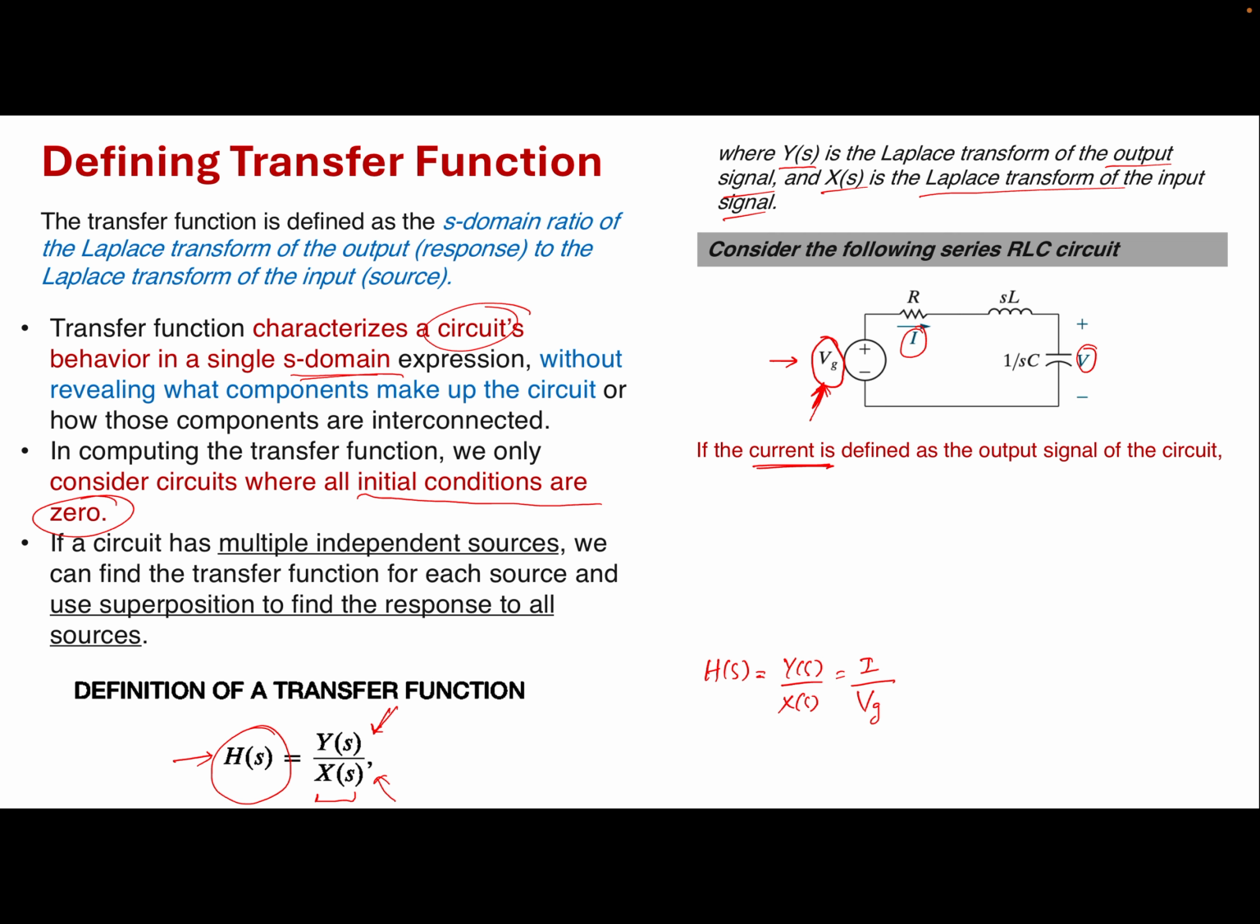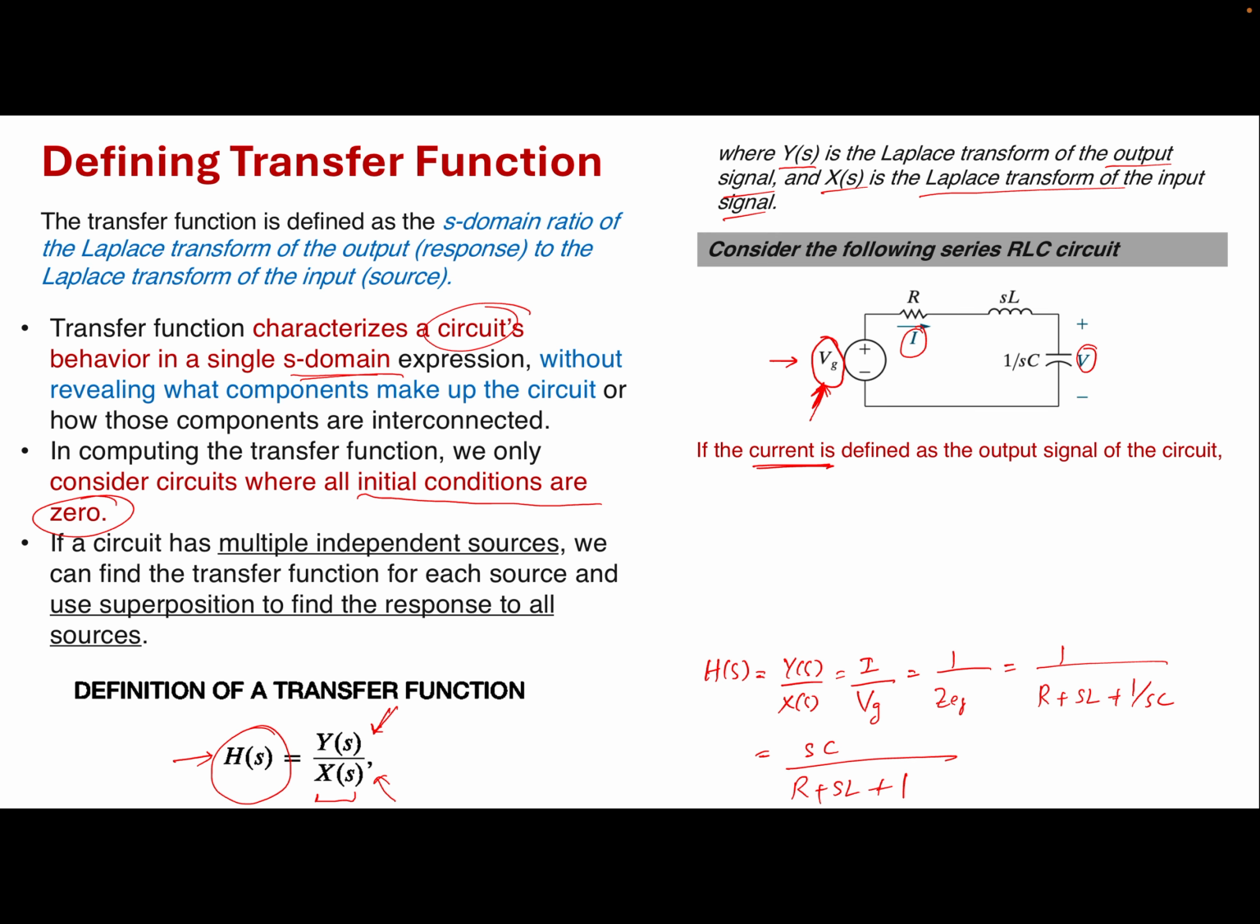Now if I look over here, this is a series circuit, and your Ohm's law is directly transferable from the time domain to the S domain. So essentially you have V equals I R, or I over V equals 1 over R. So practically you should get 1 over Z equivalent, so 1 over (R plus sL plus 1 over sC). Once you solve it, you're going to get sC over (R sC plus s squared LC plus 1).